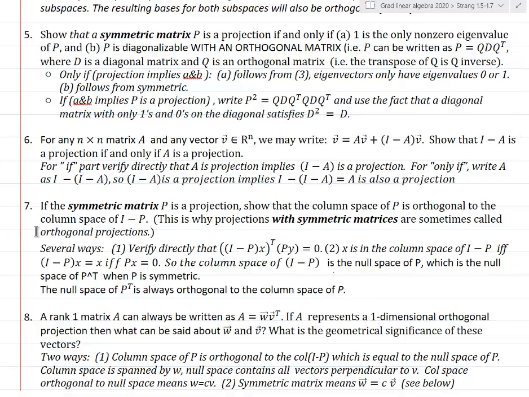Well, first of all, what are the implications of 7 on 6? If the column space of P is orthogonal to the column space of I minus P, then these two vectors here are perpendicular. They're orthogonal. So I've decomposed V into two orthogonal parts. That's a big deal because that means I can usually look at the two orthogonal parts separately. It's like taking components of a three-dimensional vector. That's what you're actually doing.